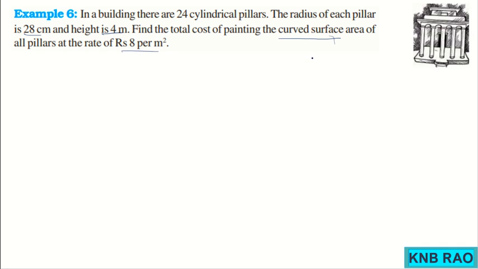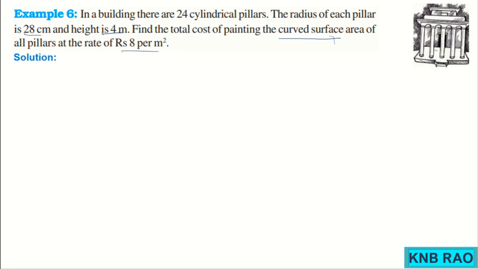So you know where the painting is done, it is only done on the curved portion. Why? Because the top is attached to the ceiling, the bottom is attached to the floor. So we cannot paint there. So only CSA is to be found. So the curved surface area of 1 pillar into 24 pillars into 8 rupees will give the cost. So moving on to the solution.